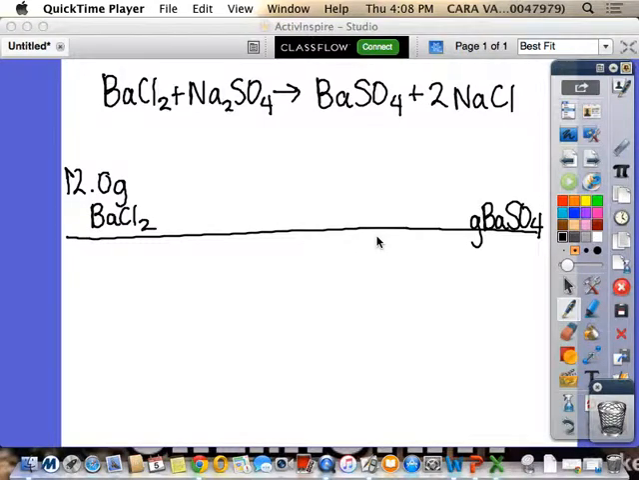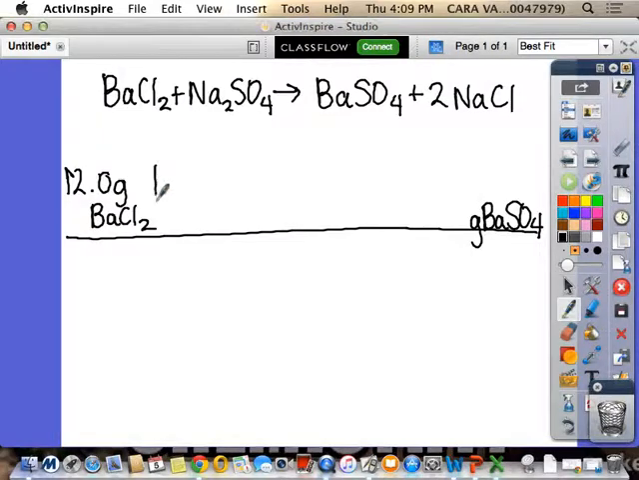Okay, guys, we're going to go ahead and take a look at a mass-to-mass problem, which is what we did today, Thursday, in class. Remember, step one is always going to be to write down where you're starting and where you're ending. So in this situation, we're starting with 12 grams of barium chloride, and they are asking us how many grams of barium sulfate would be produced.